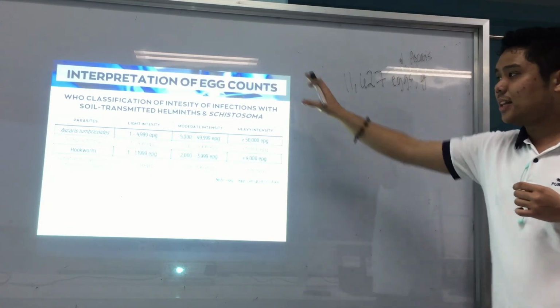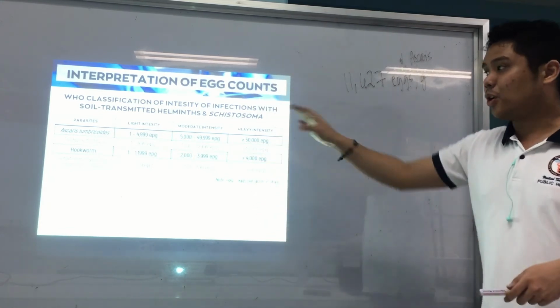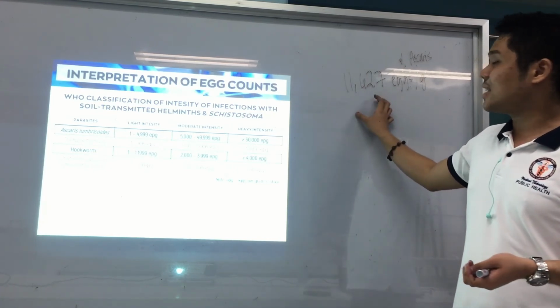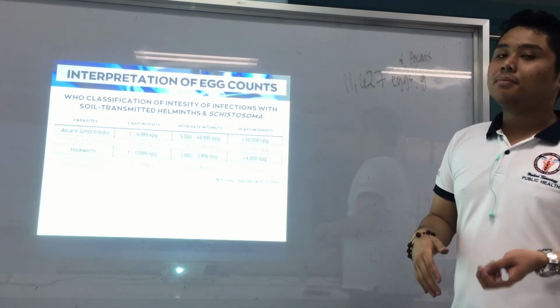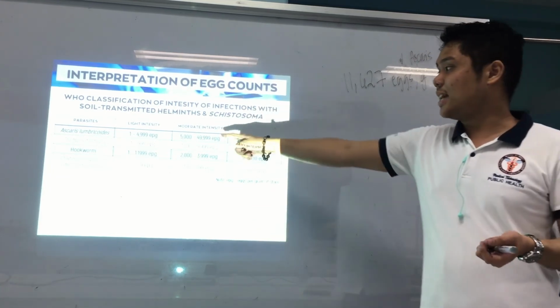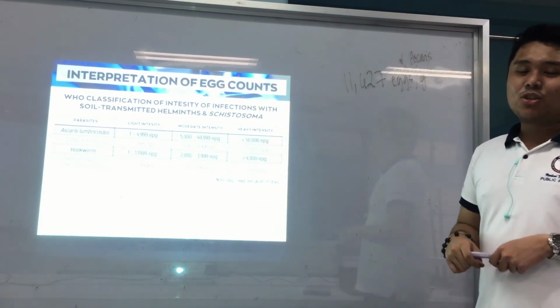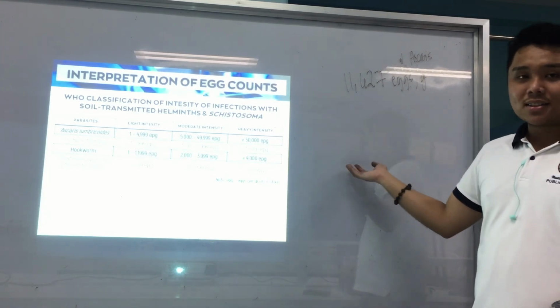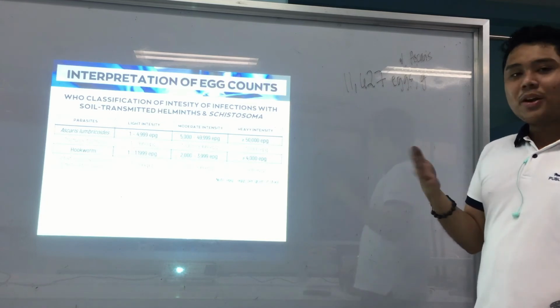11,627 eggs. Now, we look at the table. Where can we see 11,627? In the range, all right? It's in your moderate intensity. So, meaning, the infection of the patient with Ascaris is of moderate intensity. Okay? All right. Now, how do we remember?